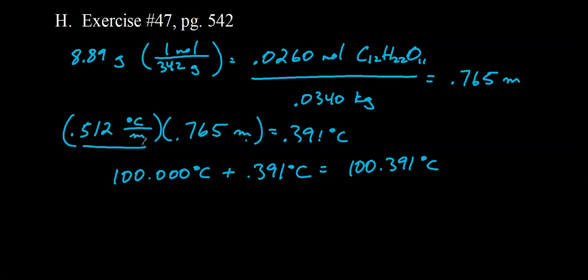Take that, add it to the boiling point of the pure solvent, and that'll give you the boiling point of the solution. Notice it doesn't go up by very much. If you dissolve about 9 grams of sugar in 34 grams of water, which is really not a lot of water, the boiling point only goes up by less than half of a degree Celsius.